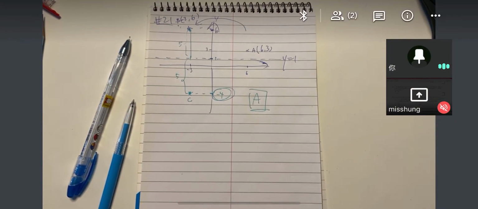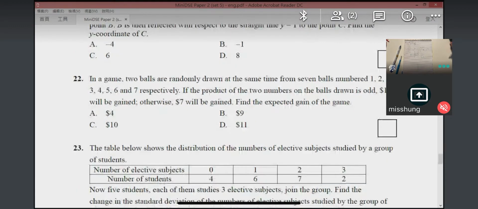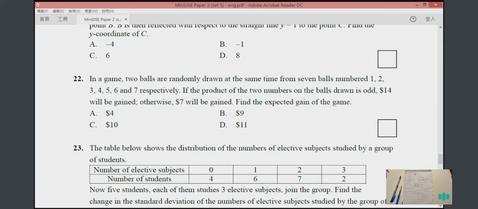And then for number 22. In a game, two balls are randomly drawn at the same time. At the same time means they will not be repeated. From 7 balls, named 1, 2, 3, 4, 5, 6, 7 respectively. And then find the product of the two numbers of the balls drawn. If the product is an odd number, $14 will be gained. Otherwise, that means the product is an even number, then $7 will be gained. So find the expected gain.